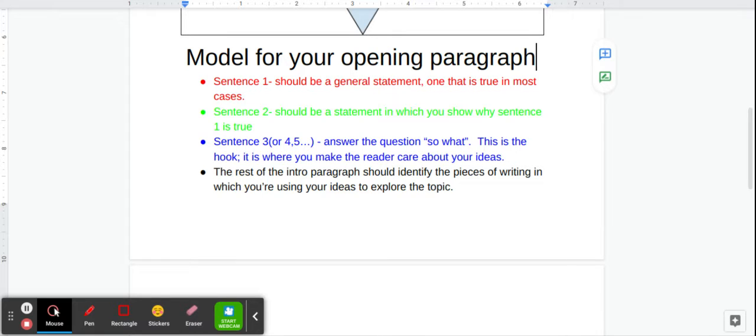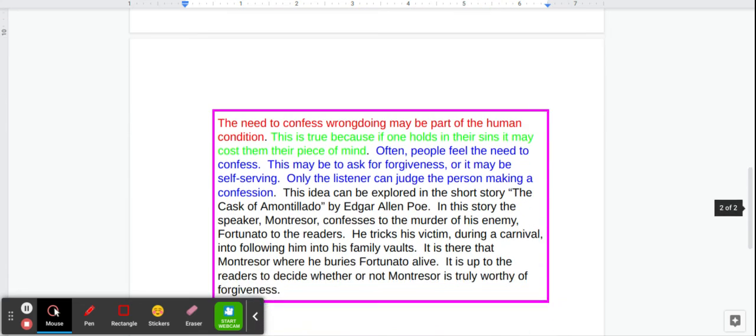The rest of the intro paragraph, you identify the piece or pieces of literature that you're writing about, and you introduce some of the evidence that you'll be looking at. It should look like this.